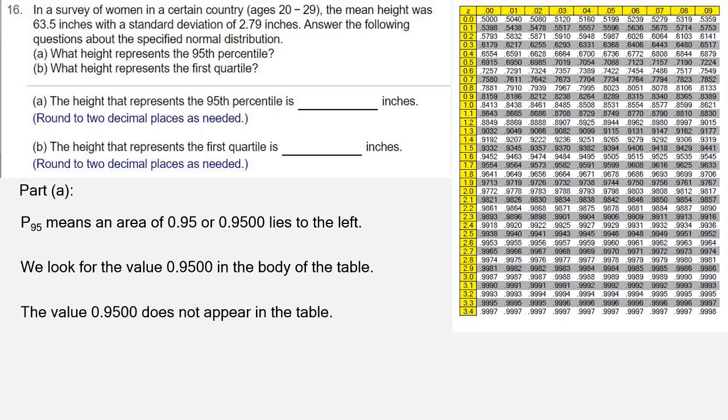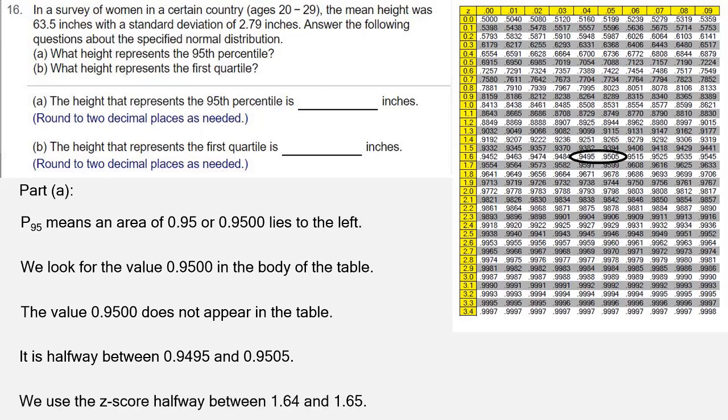However, there are 2 values that are close to it, 9495 and 9505. As a matter of fact, 0.9500 is exactly halfway between these two. And we've seen in the past that when we're exactly halfway between 2 table values, we use the z-score that's exactly halfway between the 2 z-scores. So the 2 z-scores that are here are 1.64 and 1.65. The z-score that's halfway between these is 1.645.